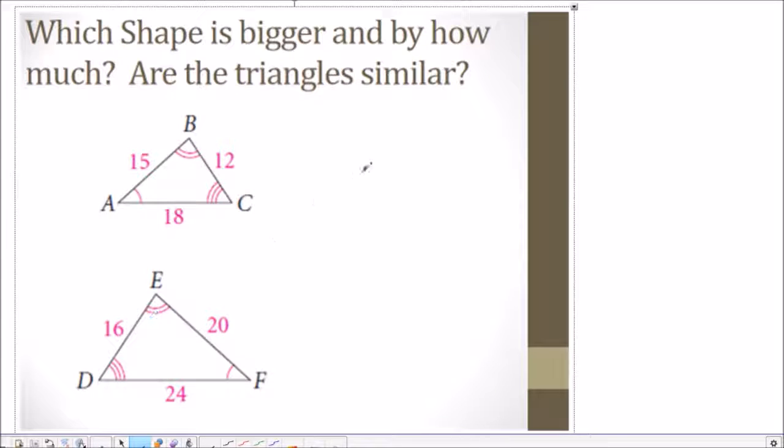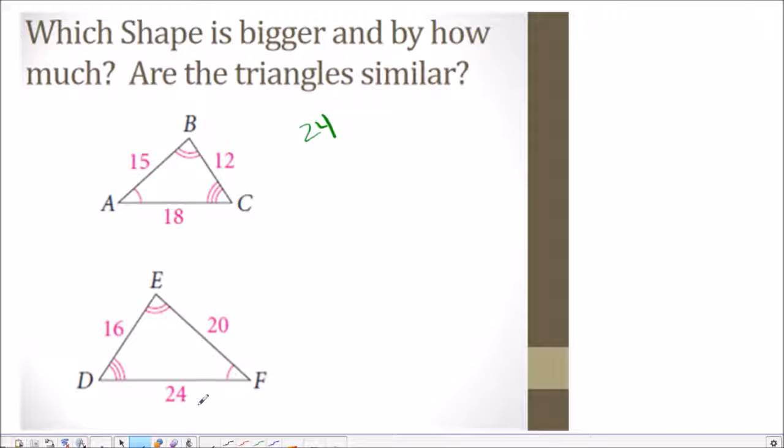Now for some examples. You may wish to pause the video and draw this one. Okay, which shape is bigger? Okay, that's pretty easy. The bottom shape is bigger. And by how much? And are the triangles similar? So how much bigger is the bottom shape than the top shape? Okay guys, there's a really easy way to do this. All we're going to do is we're going to take that bottom shape and we're going to pick a side length. I'm going to start with 24.